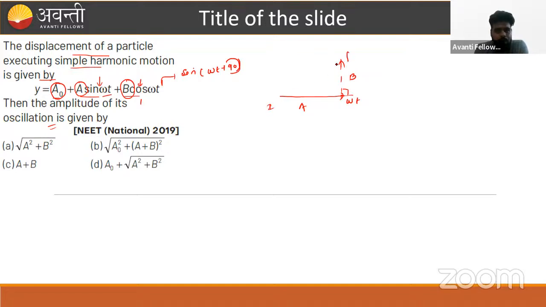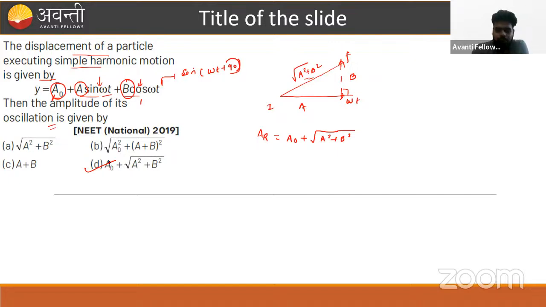This is the initial point, this is the final point, so this is our resultant magnitude, and this will equal under root a square plus b square. And what about the constant term? That constant a naught is already here. So what is the resultant amplitude? We can say a naught plus under root a square plus b square. So option D is correct here. In this way we can solve it.